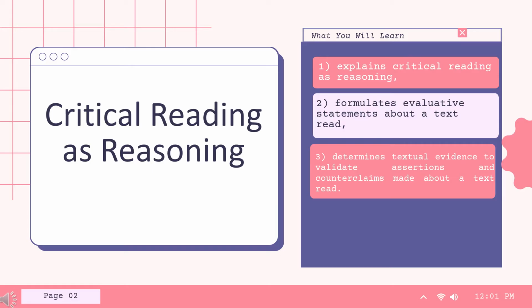Today's lesson is all about critical reading as reasoning. At the end of our lesson, you must be able to explain critical reading as reasoning. Second, formulate evaluative statements about a text to read. And third, you must determine textual evidence to validate assertions and counterclaims made about the text read.